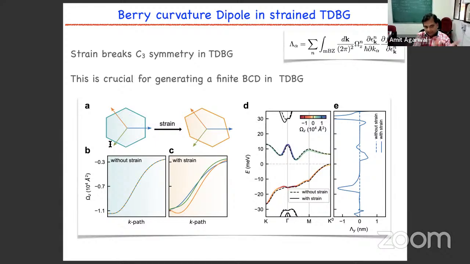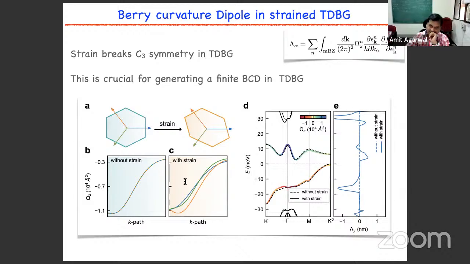Okay. And if they are identical and you use this triangle rule of summing over these three vectors, then they have to vanish. Okay. But strain somehow modifies this Brillouin zone, etc., and these directions become non-identical. Okay. And with strain, you see that this Berry curvature along these three C3 symmetric paths are slightly different, and their derivatives now need not add up to 0 if I sum over the full Brillouin zone.